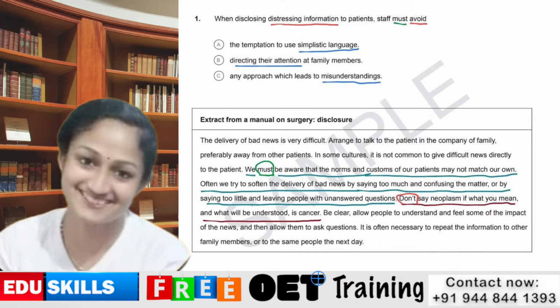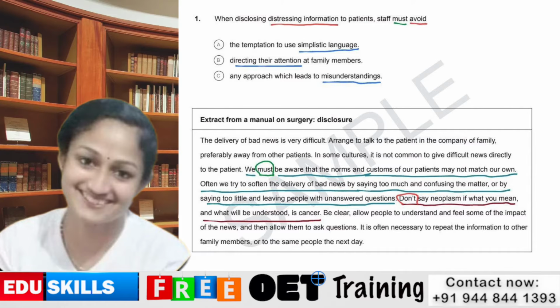explain question number 1, which is: when disclosing distressing information to patients, staff must have. Here, distressing information and avoid are the keywords, and the modal verb must is used in this question. By seeing this question, we can understand that they are asking about what staff don't do or what staff need to avoid. So we need to search for any don't or avoid or awareness, any words like that.